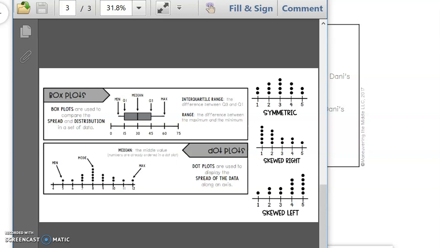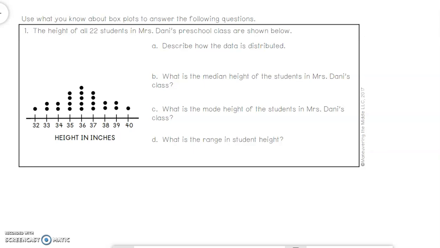So when you're looking at the dot plot and you're saying this one's skewed right, all the information is to the left. Same for skewed left, all the information's on the right. So it's the opposite. But looking at this data here, you have to ask yourself, is all of it forced to one side? Or if I folded this data set in half, would it line up? And if I folded this data set in half, it would line up, making this symmetric.